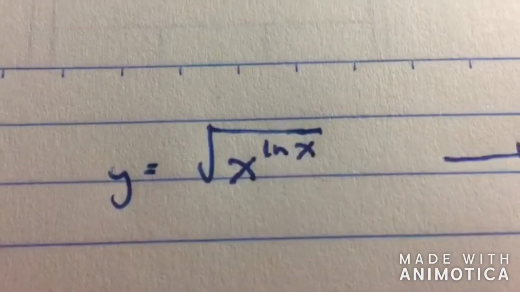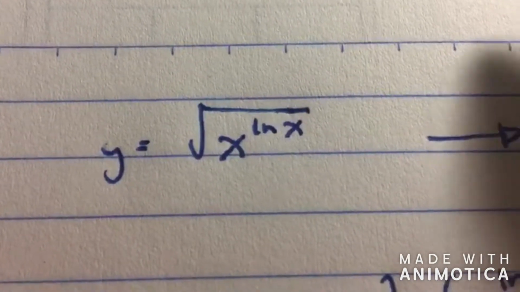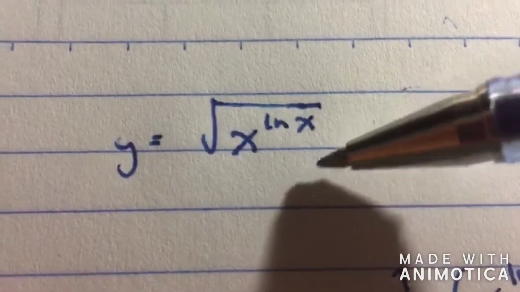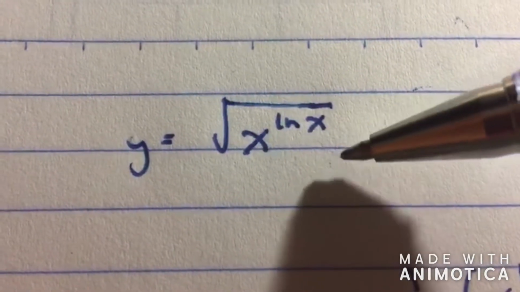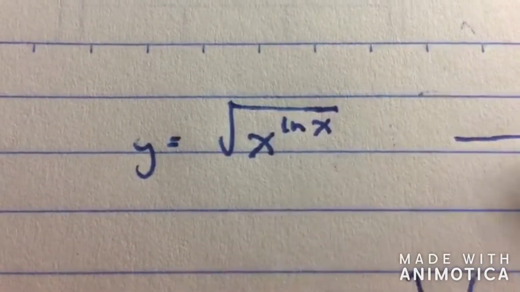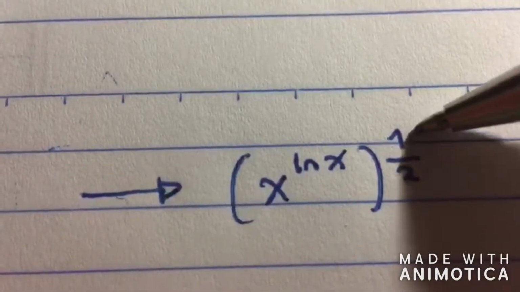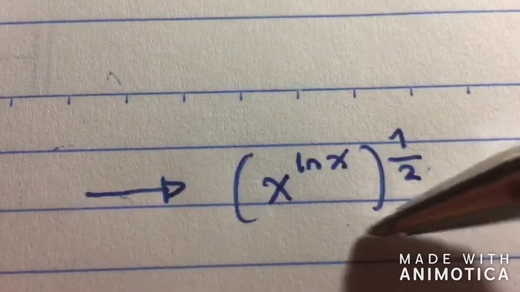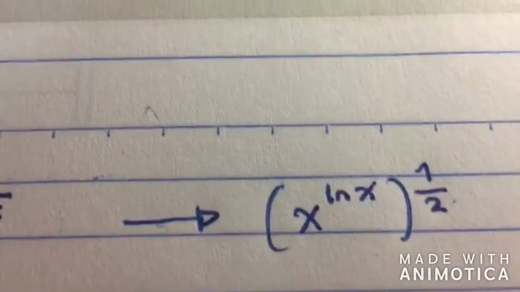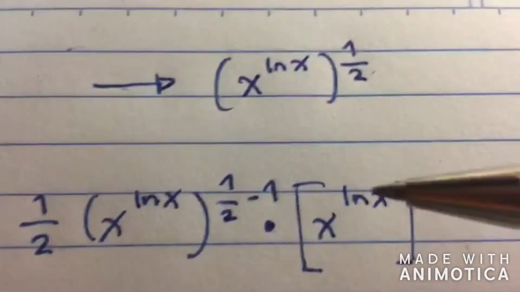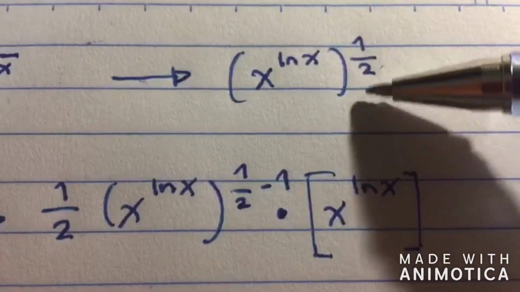Well, we will see how to get the derivative of this expression, this function, which is the square root of x to the ln x. First, obviously, we have to transform the square root into 1/2, which is the exponent of x ln x, and then using the chain rule we will get this expression.